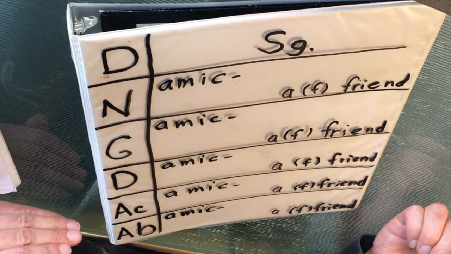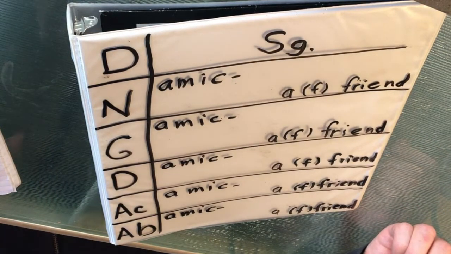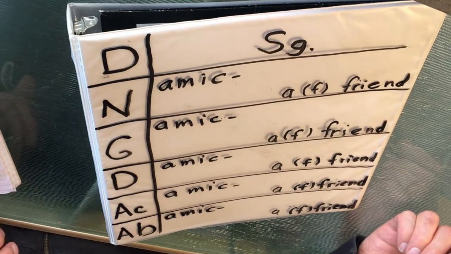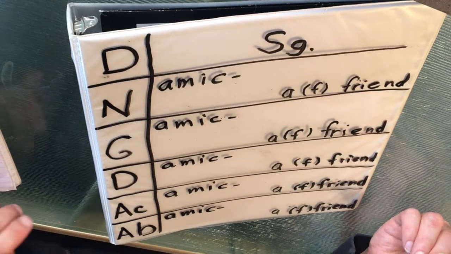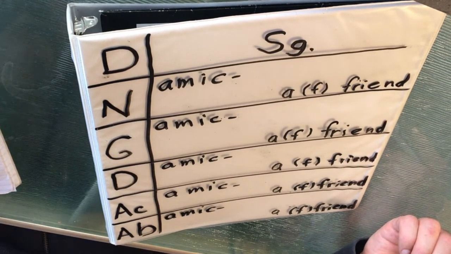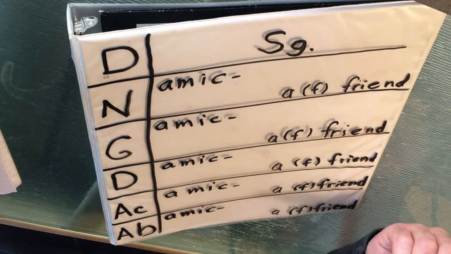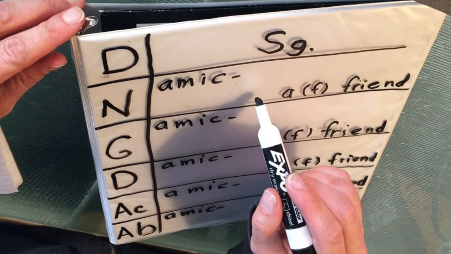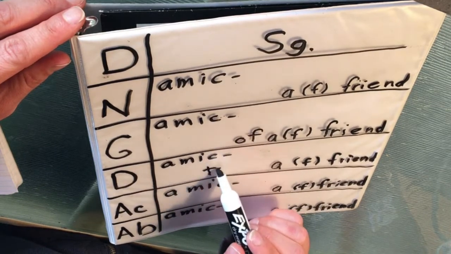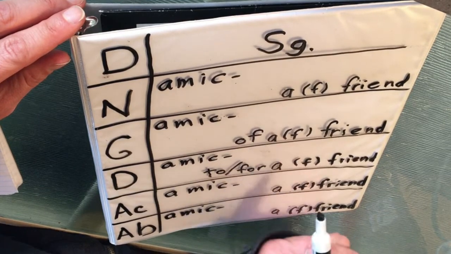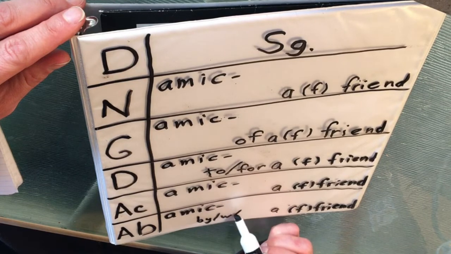Next. Three out of the five cases can be translated with an English preposition. So that brings us to D7. If there isn't a preposition to translate it into English, then I'll just say blank. Nominative blank, genitive of, dative to or for, accusative blank, ablative by, with, or from.